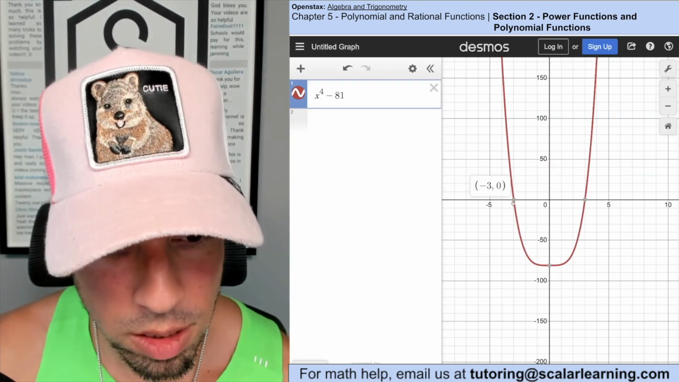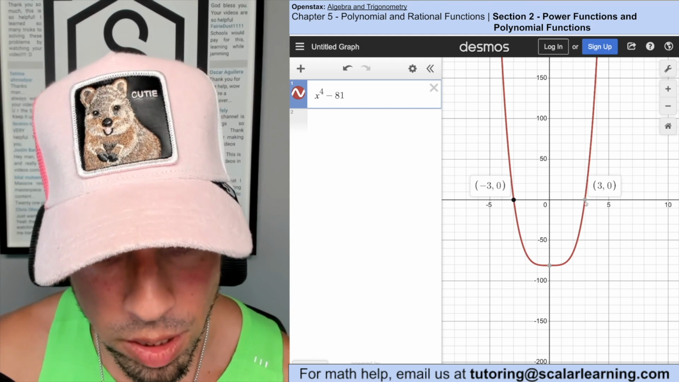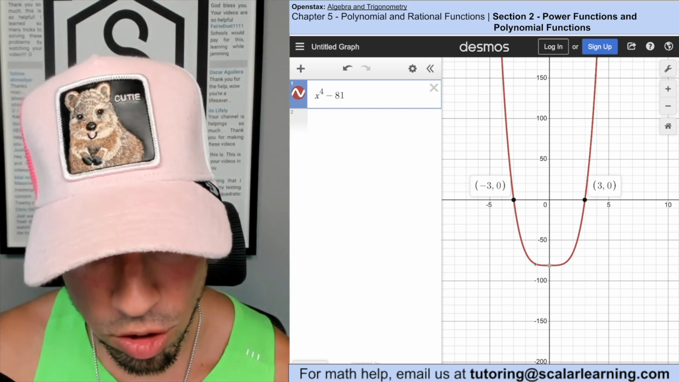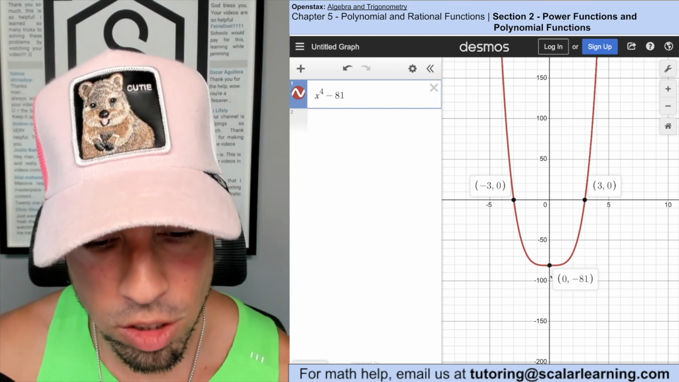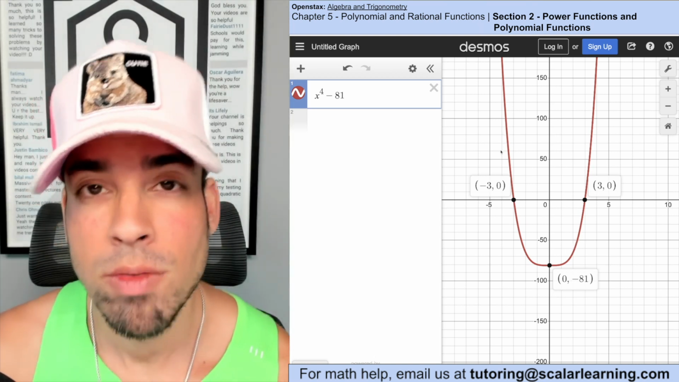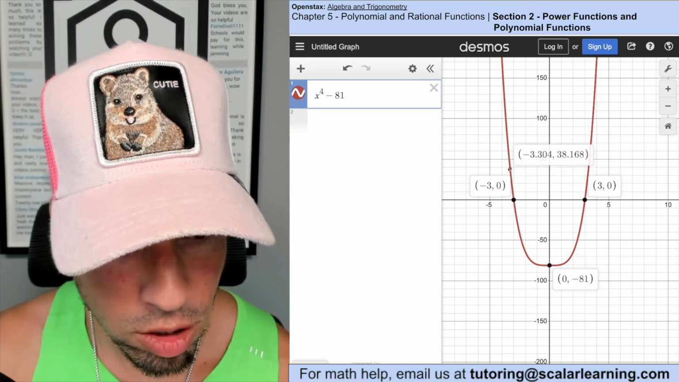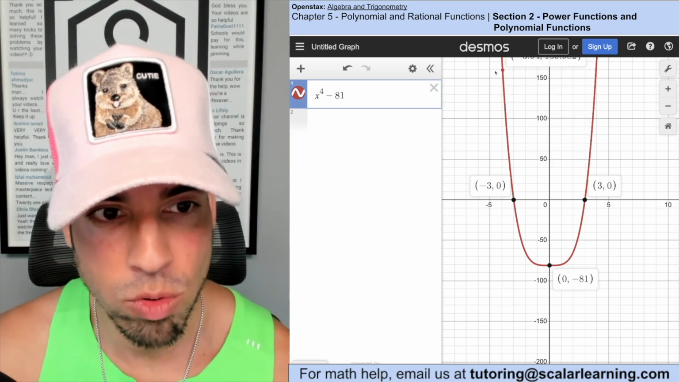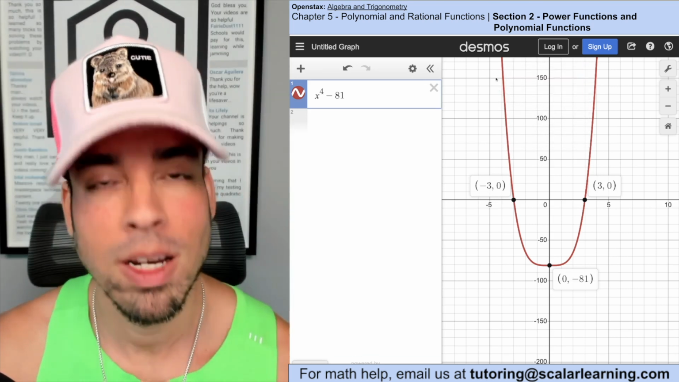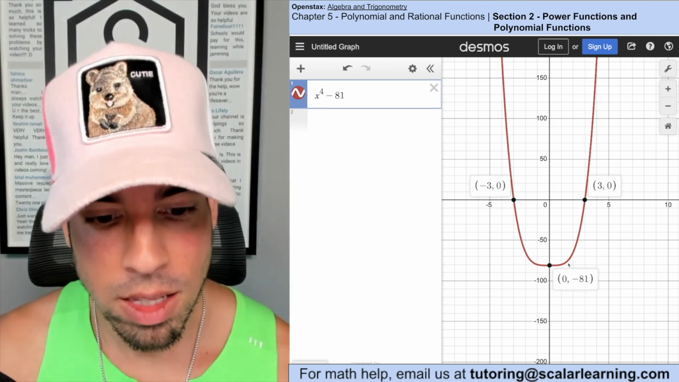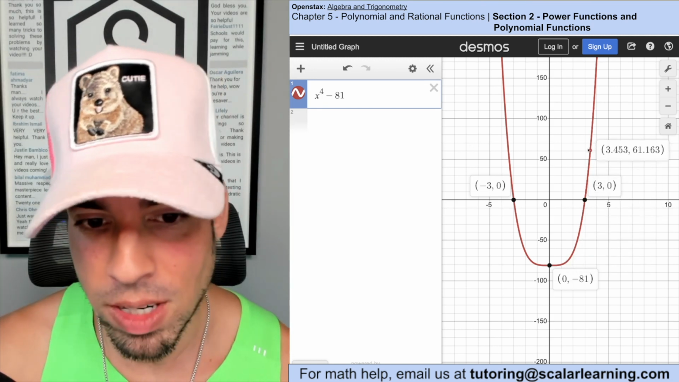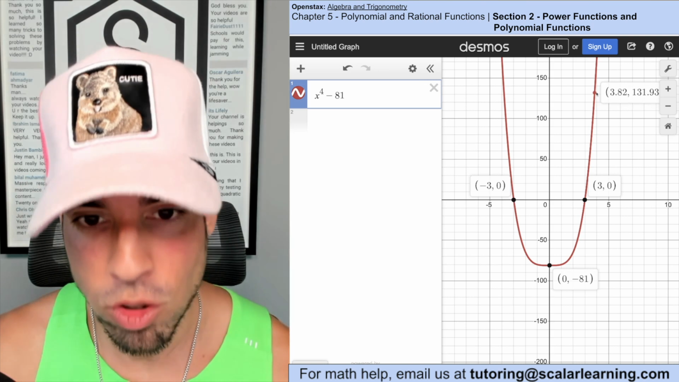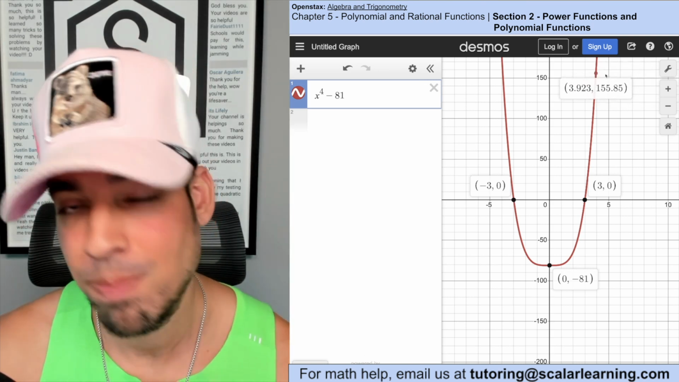So with this one, we can see that the x-intercepts are at negative 3, 0 and positive 3, 0. And the y-intercept is down here at 0, negative 81. If we look at the end behavior, as x goes to the left, as x goes towards negative infinity, the function value is going up, meaning the function value is approaching positive infinity. And likewise, as x goes to positive infinity, meaning to the right, the function value is once again approaching positive infinity. So let's write that out.